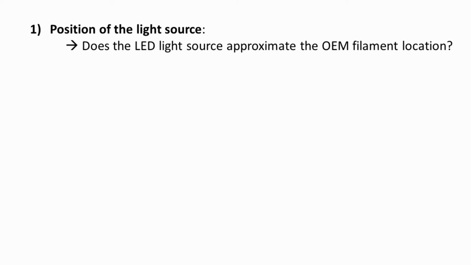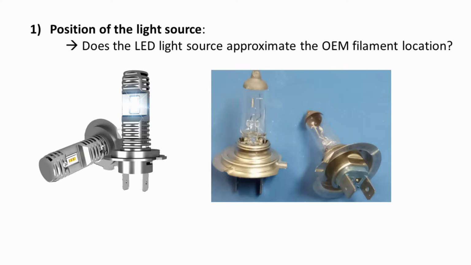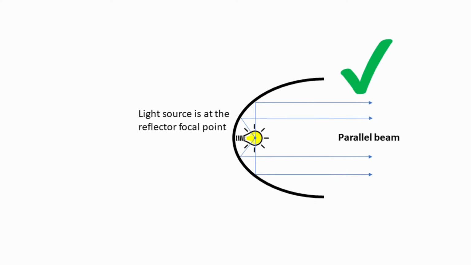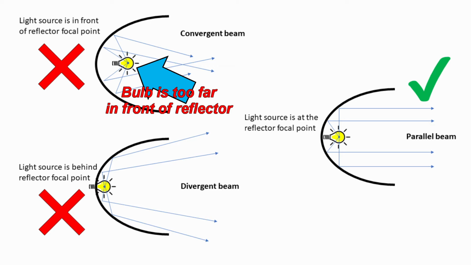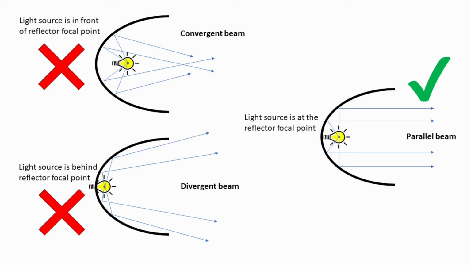First, position of the light source. Does the LED closely approximate the OEM bulb? This is important because the reflector behind the headlight was designed based on the expectation of light being emitted in all directions from the filament location. If the replacement LED headlight has wide sides where there's no light, or if the LEDs are higher up or lower down than the filament on a traditional bulb, the light pattern emitted won't look right on the road.